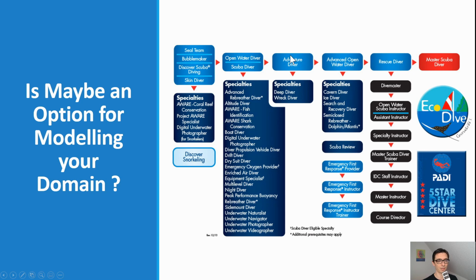So for example, you have an adventure diver in here, and an adventure diver can have different specialties like deep diver or wreck diver. And you have an advanced open water diver, with different specialties like ice diver, scuba review, whatever. So let me show you a couple of problems that options have when they are used for modeling a domain and building a business application.